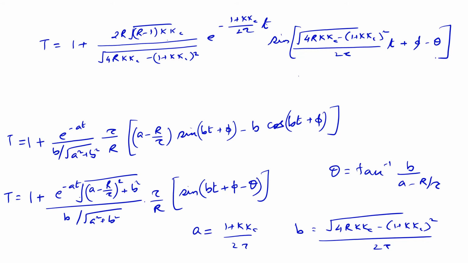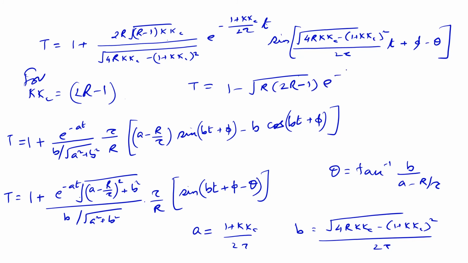And you can see that if you put kkc to the middle value, kkc equal to 2r minus 1, this would solve to t being equal to 1 minus square root r into 2r minus 1, e to the power minus r t by tau, cos of square root r into r minus 1 t by tau plus phi. This is what it solves to.